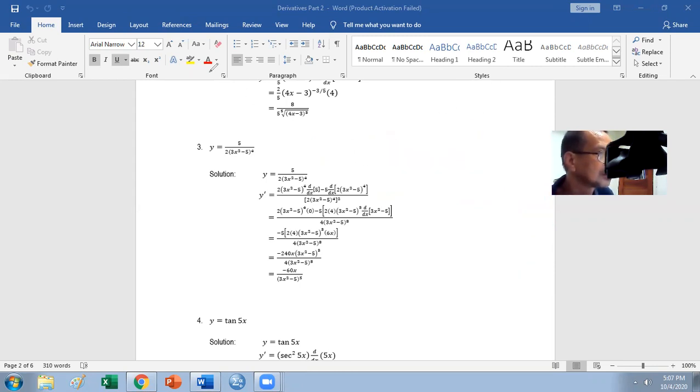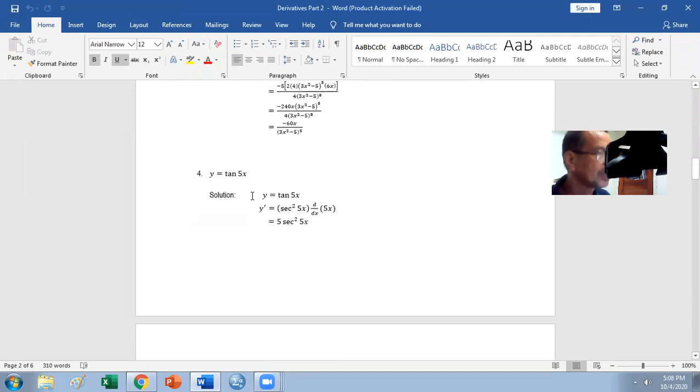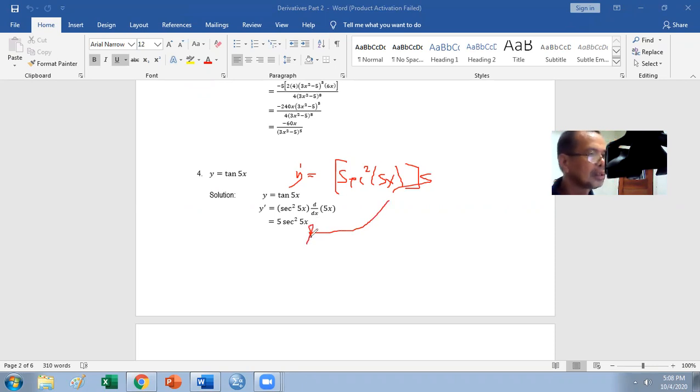Now next is this one. y is tangent 5x. Now remember, anong derivative ng tangent? That's secant squared. So your y prime is equal to what? Secant squared of 5x, okay, times the derivative of 5x, which is 5. There. So, yan yung answer mo na. Okay, yung chain rule na sinasabi, no? Okay, next.